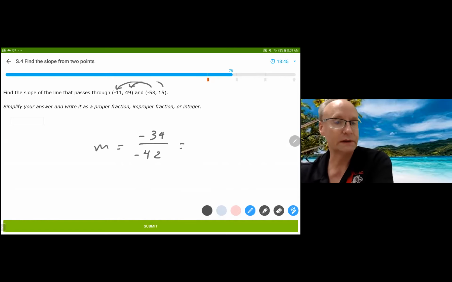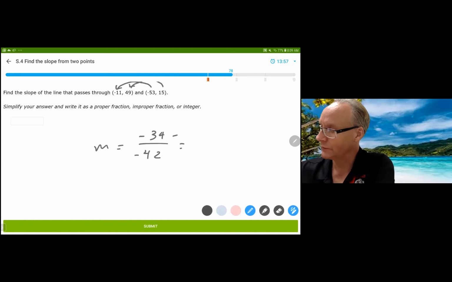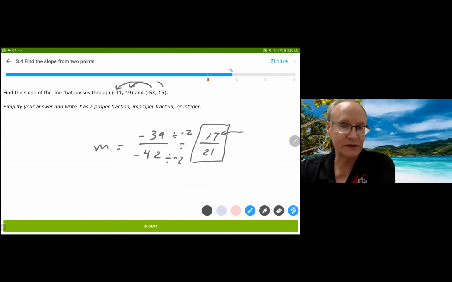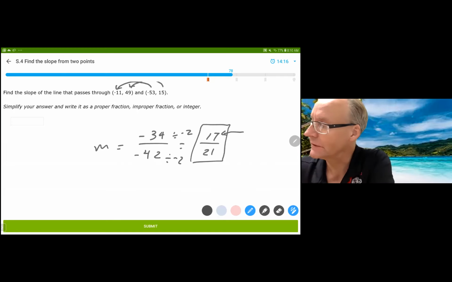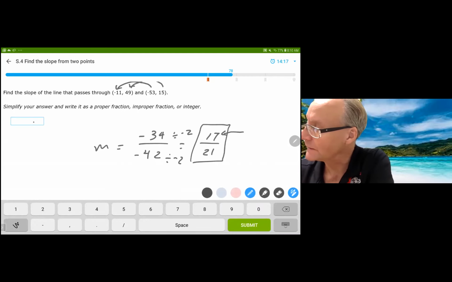Now we've got a couple of little issues here. First of all, both of these are even numbers, which means that it definitely needs to be reduced. And I also need to get rid of those negatives because they're both negative. So I'm going to divide by negative 2 in the numerator and negative 2 in the denominator, and it'll get rid of the negatives and it will reduce it. So I've got 17 over 21, and that is as far as you can go. I recognize 17 as being a prime, and I can't reduce it any further. So we've got 17 over 21. Hopefully I didn't make any silly errors. And we're moving on.